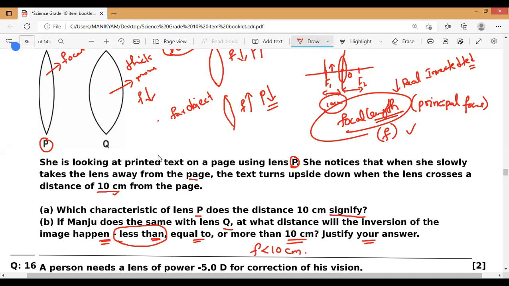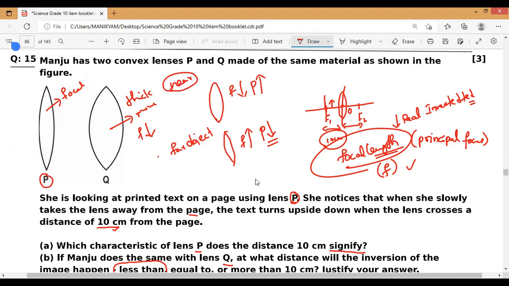What is the reason behind? Thickness. You have to write that. Understand? The thicker lens has small focal length, or thickness is inversely proportional to focal length. That is the statement we put. Are you clear, everybody? This is the concept you should solve from the human eye.